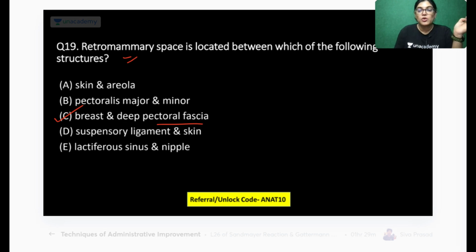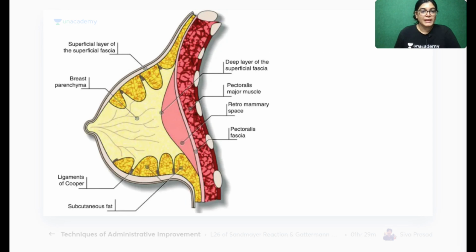This space is called the retromammary space, which is utilized in cases of radical mastectomy, where cosmetically it doesn't look nice, so this space is used for putting the breast implant. Let me show you this space. Exactly the space is this. I'm talking about this green colored area which I'm highlighting.